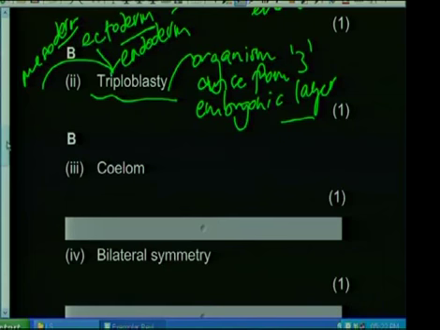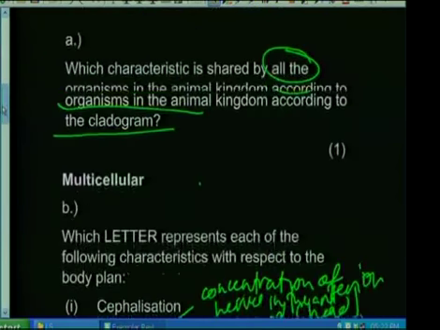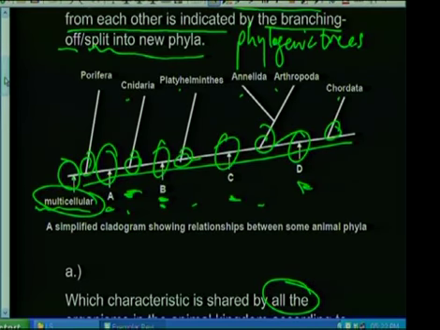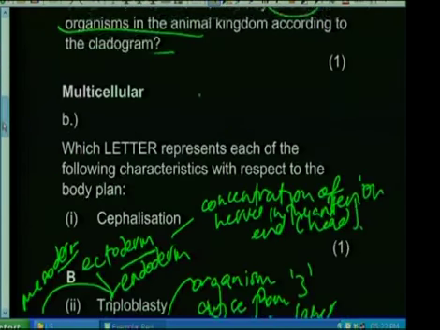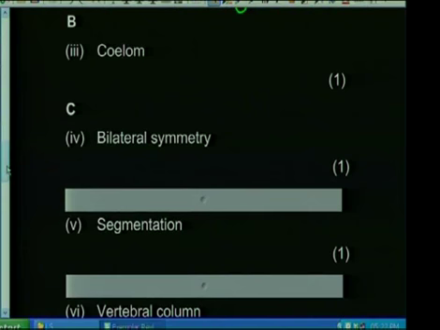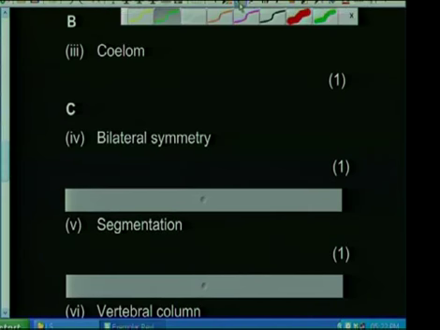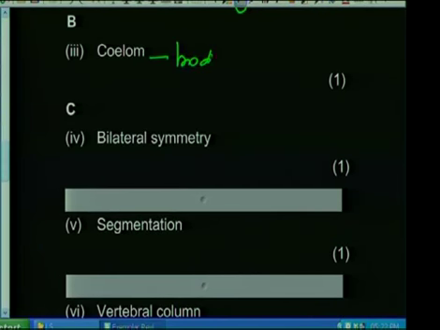The next one was the coelom. So where does the coelom come in? The coelom comes in from C, in this area there. Okay? Coelom, body cavity. Simple, no explanation needed there. A body cavity. So that steps in when we're talking of annelids.